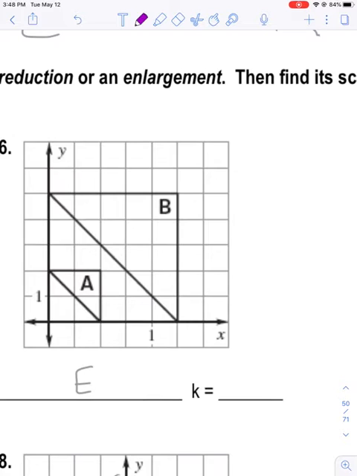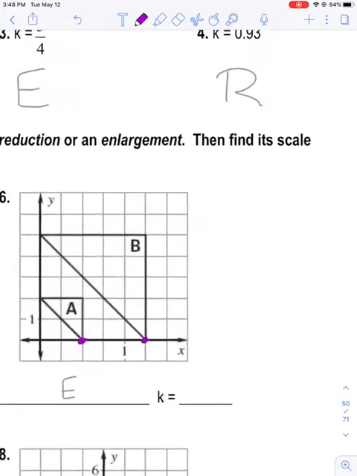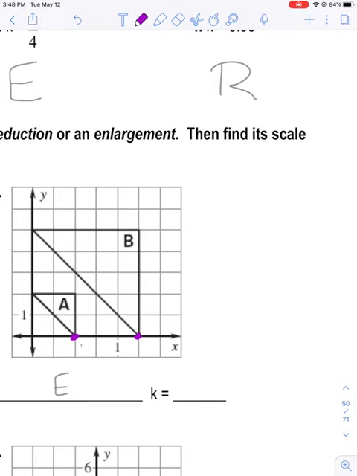Okay, so for problem 6, doesn't matter what point I pick. I think I'll pick this point. So you just want to pick points that are corresponding with each other. I'll call it Q and Q prime. So Q is at 2, 0. And I actually see that 1 is way out here, but I don't want to work with fractions. So I'm just going to rename it to make it 2, 0.